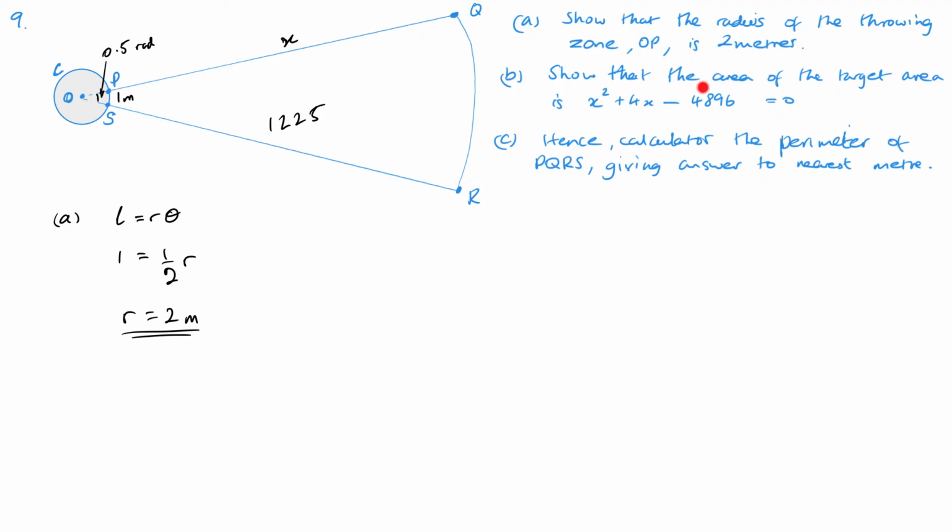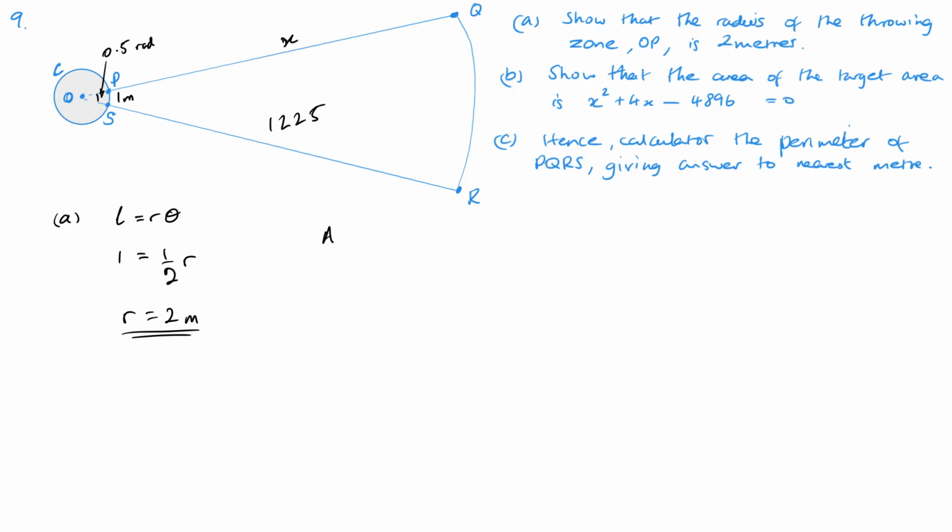The next bit, we need to show that the area of the target area is this, x squared plus 4x minus 4896. So target area is obviously this inside. So we need the whole sector, or the large sector, so to speak, which would be from O to Q to R and back to O. And then we need the small sector here, OPSO, and take them away from each other.